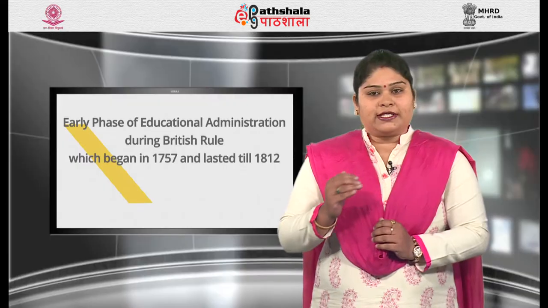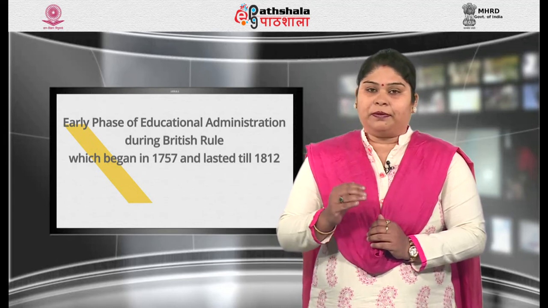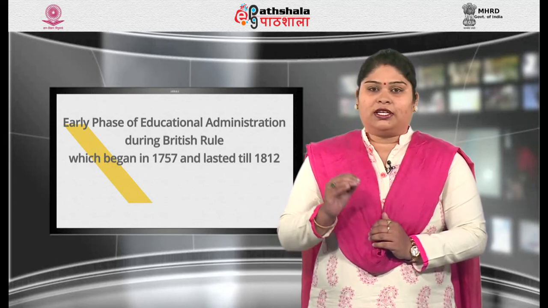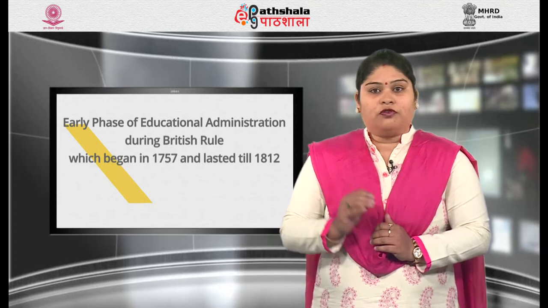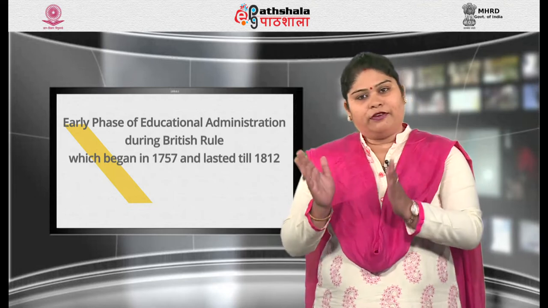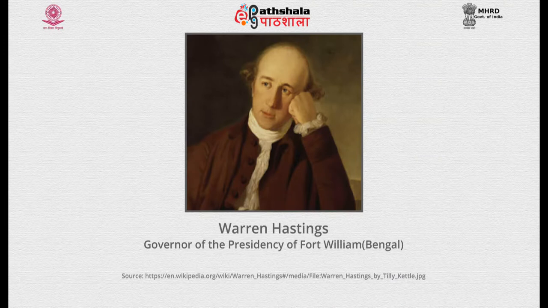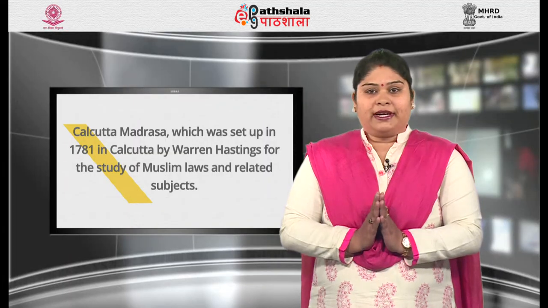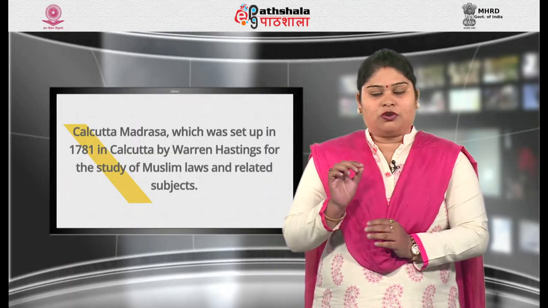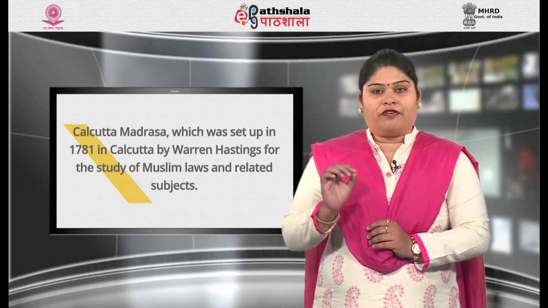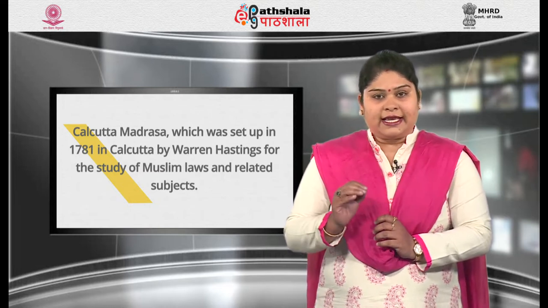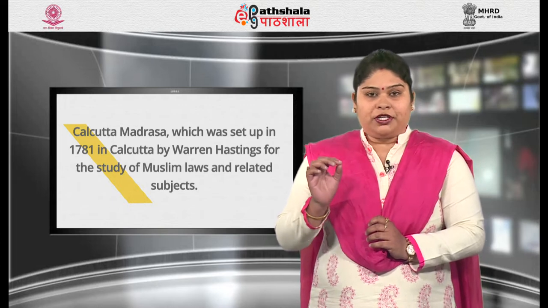Sanskrit College was set up in 1791 in Banaras by Jonathan Duncan, and the purpose was the study of Hindu law and philosophy. Calcutta Madrasa was set up in 1781 in Calcutta by Warren Hastings for the study of Muslim laws and related subjects. At the government level, there was little chance of developing any kind of educational administration setup during the early period of British rule.